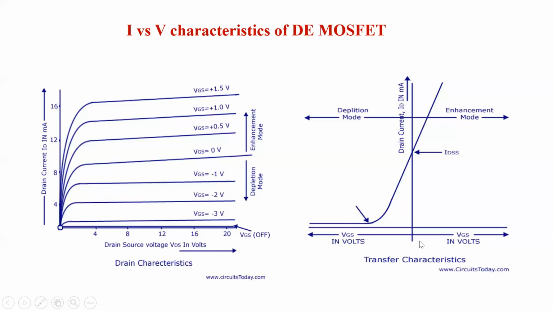And in case of transfer characteristics, we are plotting between VGS and drain current. So here, instead of drain source voltage, we are plotting VGS, and we have seen the depletion and enhancement mode. For positive VGS, we have enhancement mode, that is current is increasing. And for negative VGS, we have to see like this. That is, when negative voltage is increased from zero, the current keeps on decreasing and it comes to a particular value and remains constant. So this is the transfer characteristics. Both are important in case of MOSFET.